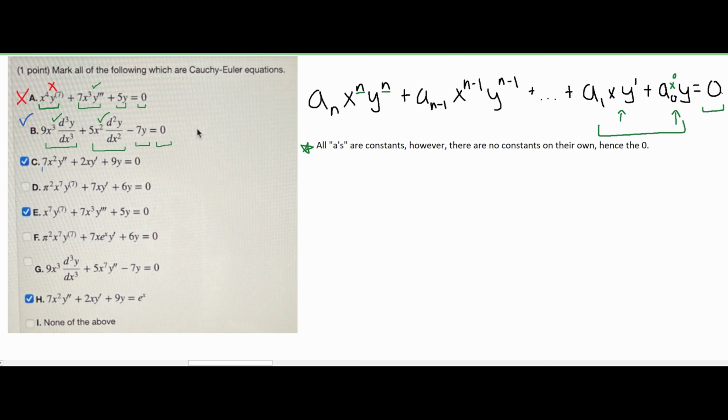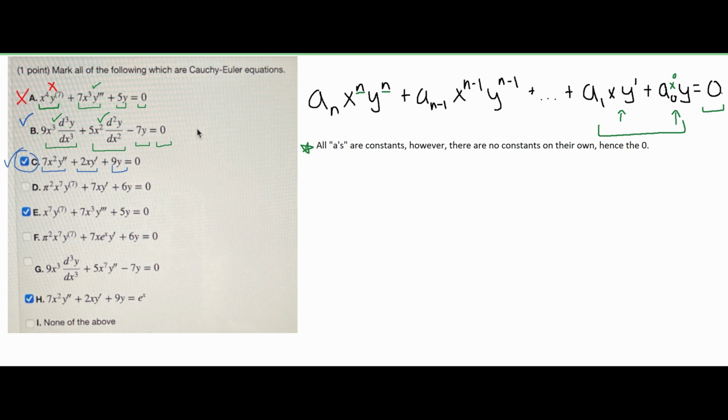Now we're going to look at part C. In part C, we have an x squared times a y double prime. This is a part of a Cauchy-Euler equation. This is good. Our exponents are the same. We look at this part and we have an x times y prime. We know that this is going to fit this part right here, so that's going to be okay as well. And then we have a 9 times y equal to 0. So this is good right here.